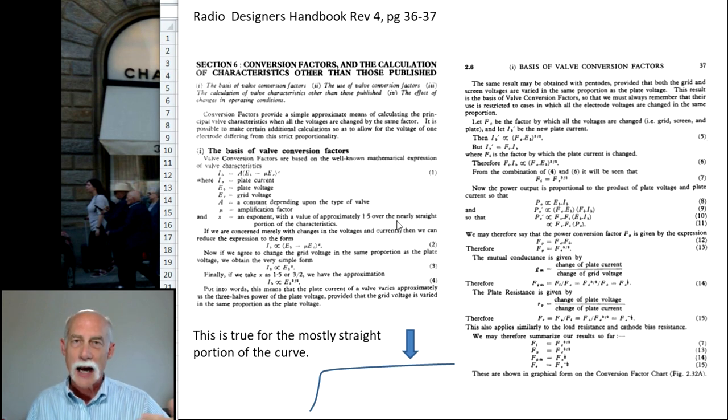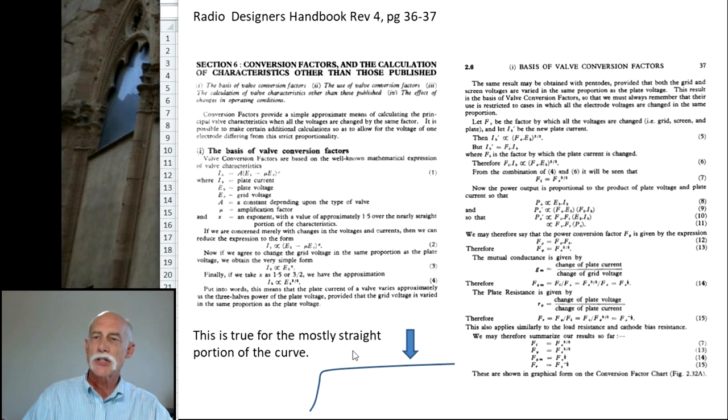do look at other references. This is always 3/2. There's a reason for that. I'm not going to go into it here. And he says that relationship is true if this part of the curve is mostly flat. Well, okay, what if it's more like this? This isn't mostly flat anything. This is mostly inclined. Well, the methodology I'm going to show you today will work for that as well.